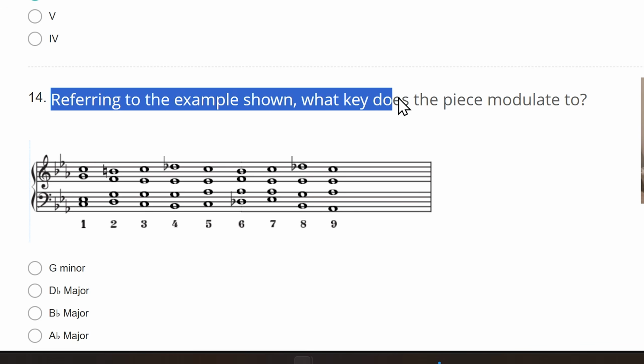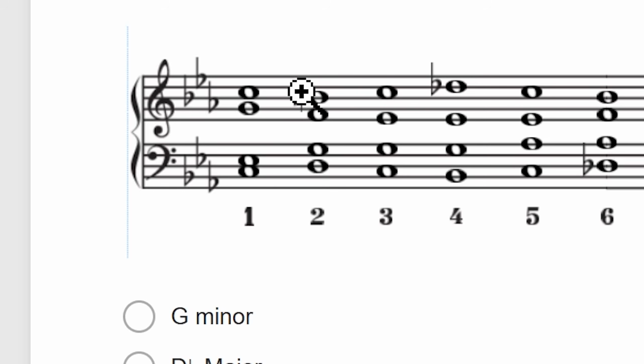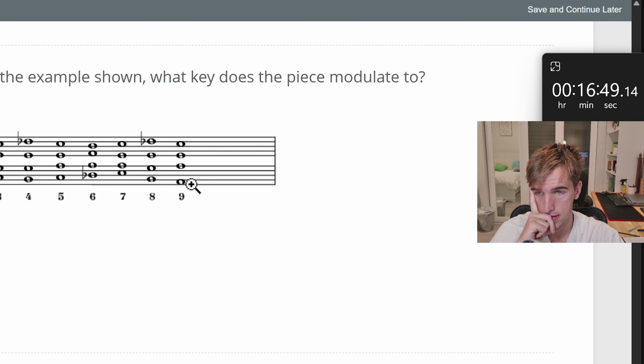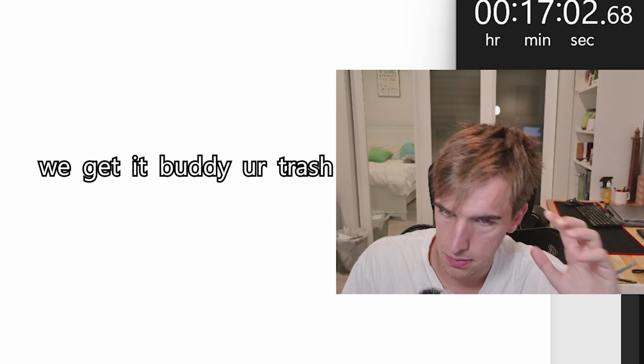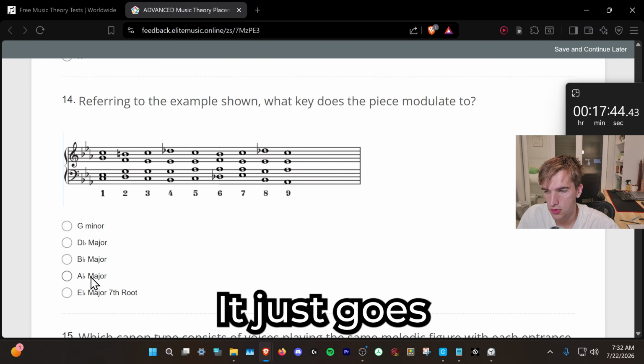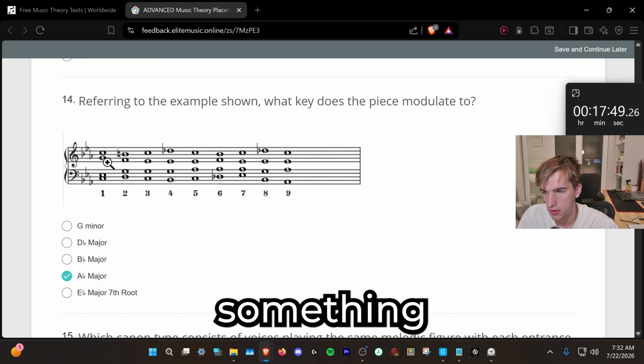Referring to the example shown below, what key does the piece modulate to? Okay, so it has to start on A flat major, because that's just where it starts. And now where is it at? It's much easier if I were able to play it, but okay. It goes to E flat with C. I think it just goes to A flat major, and then it doesn't start in A flat major. It starts in C minor or something, whatever.